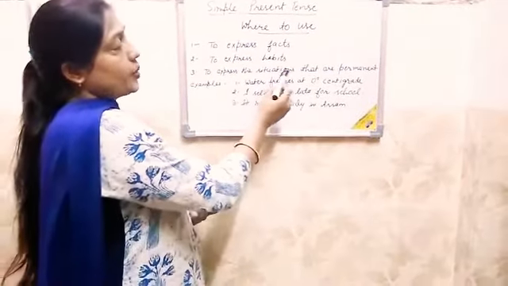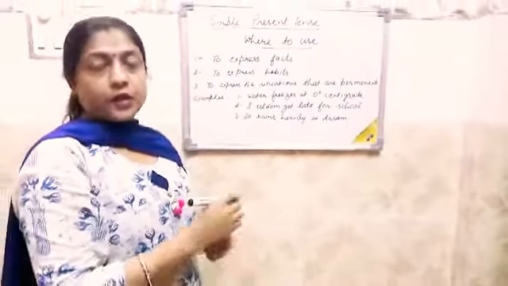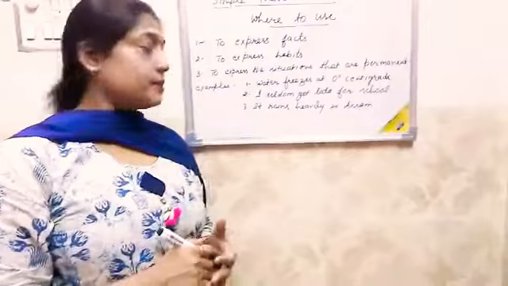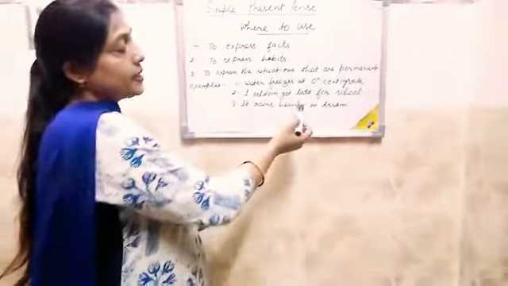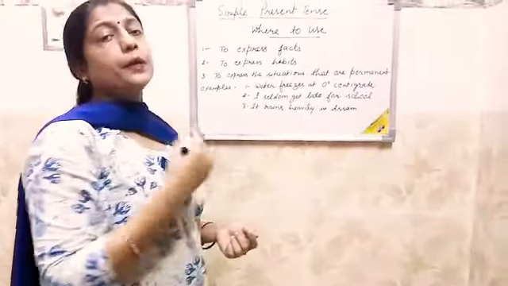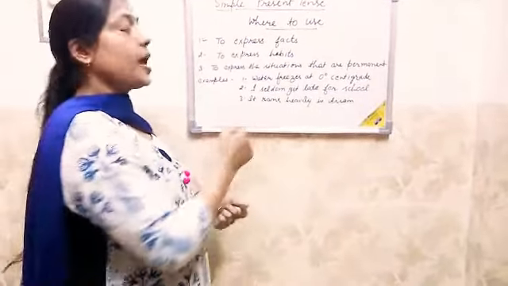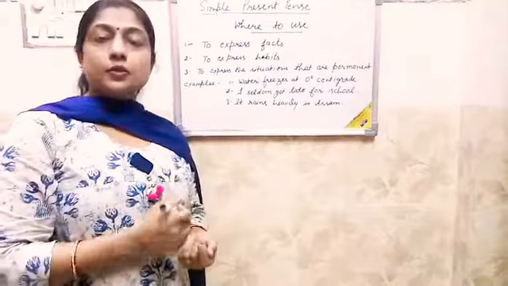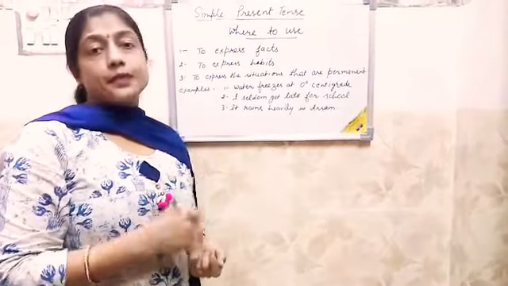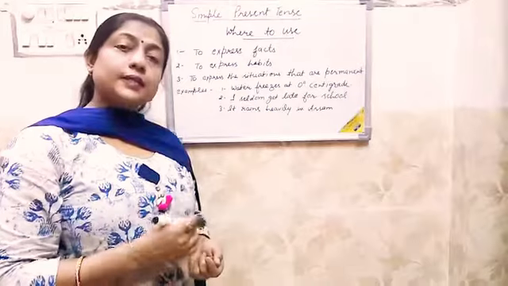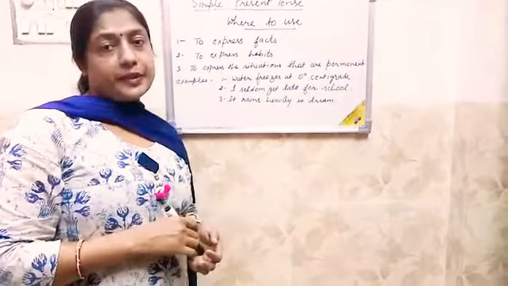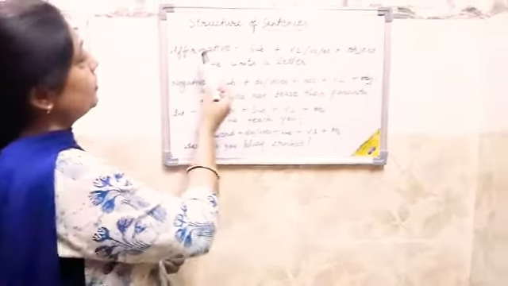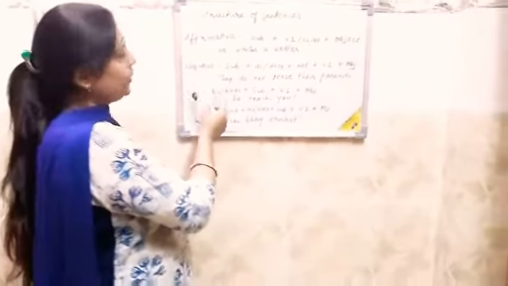To express the situations that are permanent. The permanent truths are always said in simple present tense, as it rains heavily in Assam. So this is the permanent truth that it rains heavily in Assam. So these are the common uses of simple present tense. Now we will see the structure of simple present tense: affirmative, negative and interrogative.